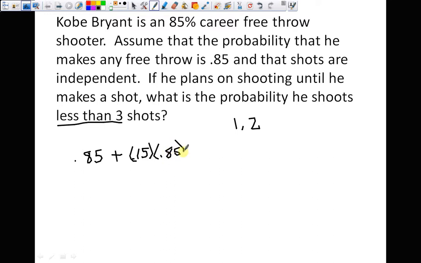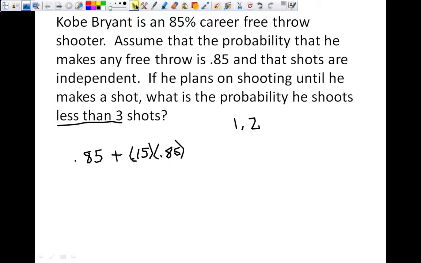So we'll understand what has to happen here. He can either make it on the first or miss it on the first and then make it on the second. And that's the only ways he can shoot less than 3 shots. So we'll check that with our calculator.